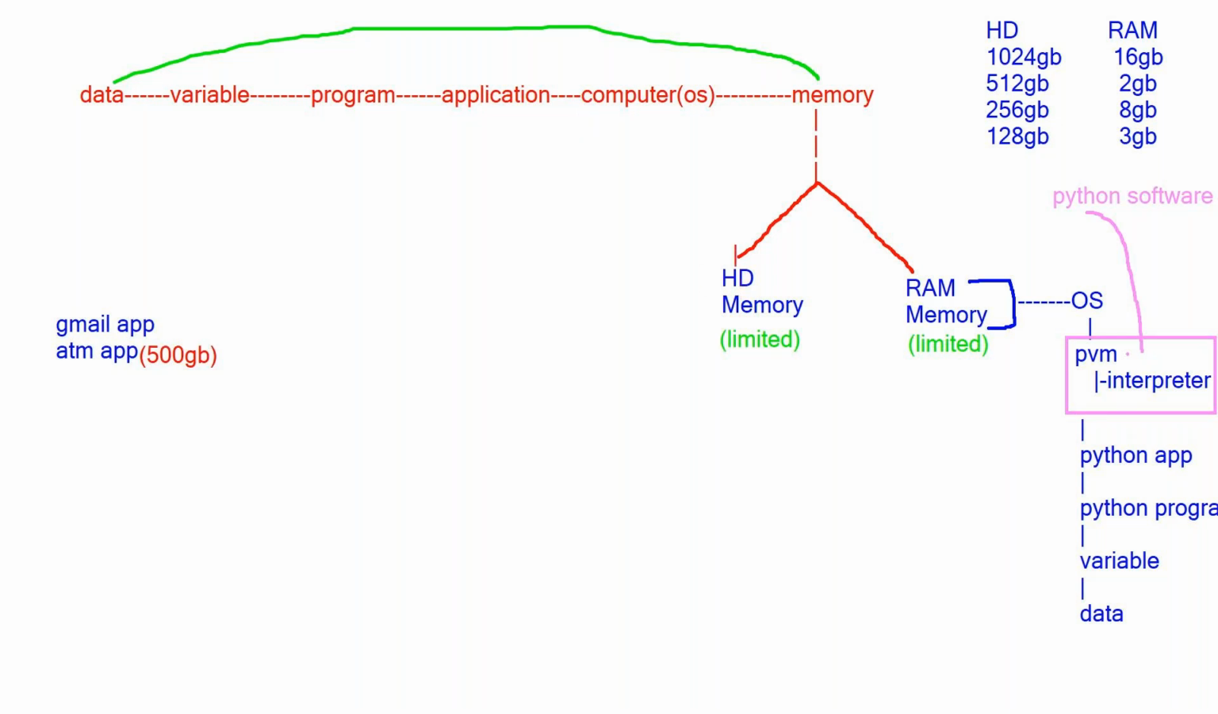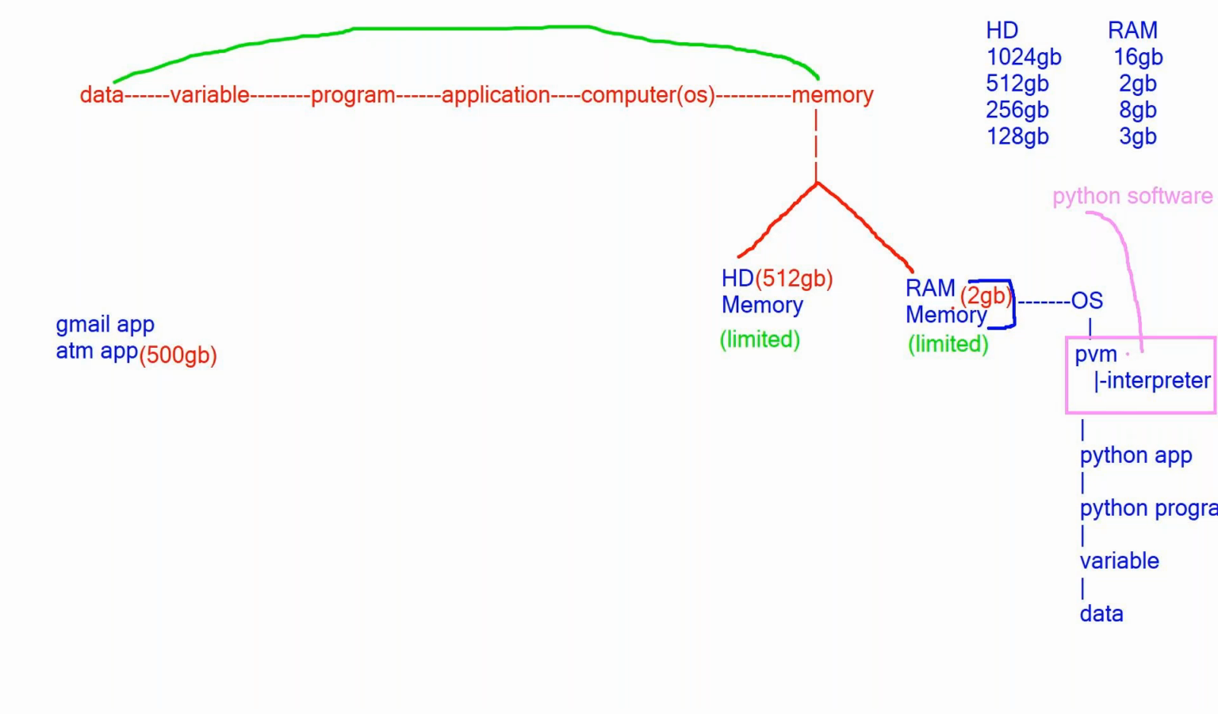Now imagine we are going to execute our ATM application through a computer whose hard disk memory is 512 GB, whereas RAM memory is how much? 2 GB.